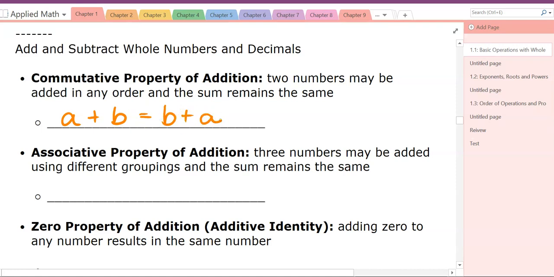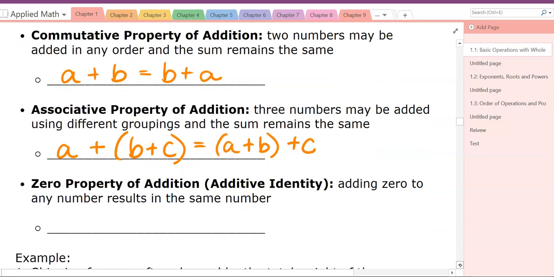The associative property of addition is talking about grouping. So a lot of times you'll see parentheses in these kind of problems. So I could have A plus B plus C get grouped together. And that would be the same thing if I grouped A and B together instead and then added C.